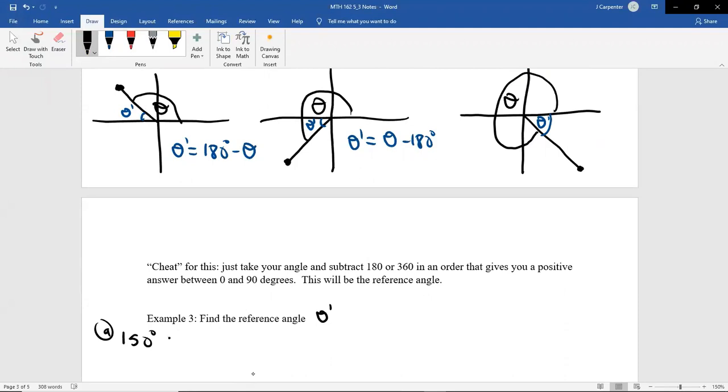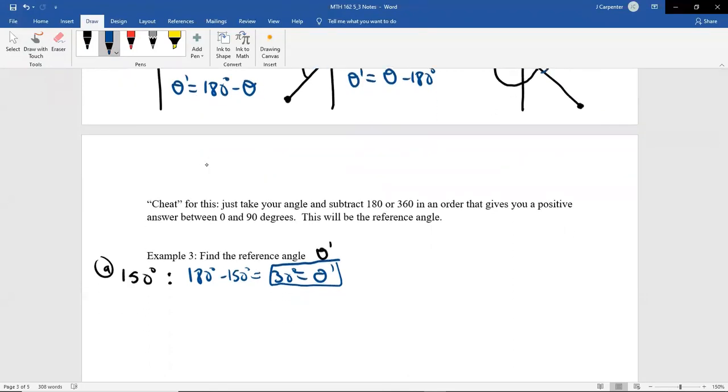And if you do 180 minus 150, you get 30 degrees. That's an answer that we expect. So that's the reference angle. You just got to get an answer between 0 and 90 by adding or subtracting 180 or 360. Generally not adding, but you could see some weird examples where it is. Let's do another.